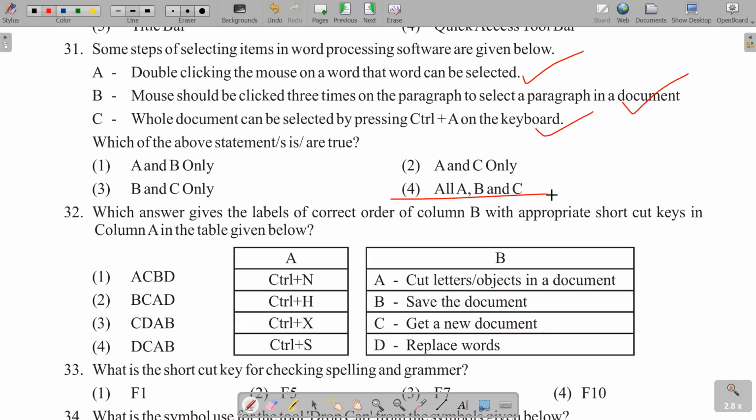32nd, which answer gives the label of correct order of column B with appropriate shortcut keys in the column A in table given below? Control N, that is to take a new document. So this goes with C.